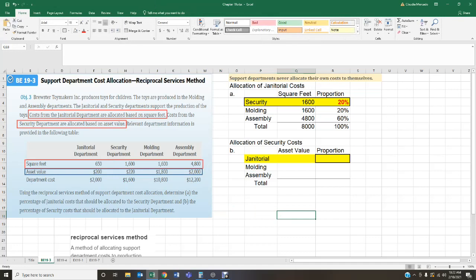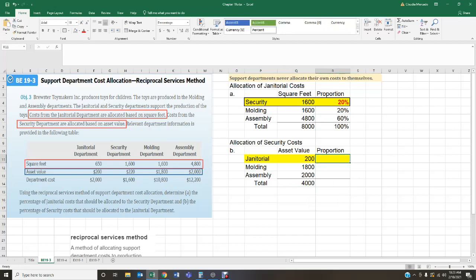So we're going to look at janitorial. How much do we have in asset value? We have 200. For molding, we have 1,800. And for assembly, we've got 2,000. Once you copy the information from the problem, 200, 1,800, and 2,000, remember to always exclude the actual department that you're allocating the cost for. Since we are allocating the security cost, we don't allocate security costs to ourselves. Once we're done, we get the total for that column. And that's just why I love using Excel. Just easy to do. So my total is 4,000 for my asset value.